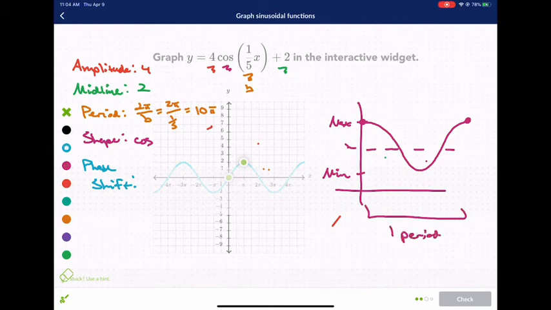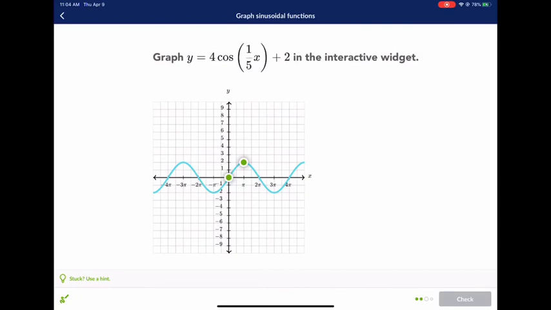All right. And the phase shift is that plus c that comes after the x. There's no plus anything after the x, so my c is 0, which means I have no phase shift. There's no left or right shift, so it doesn't apply for this problem. So let's put these pieces together. Let's do the midline first. This is my point of reference. It's at 2, so I move that midpoint up to 2.